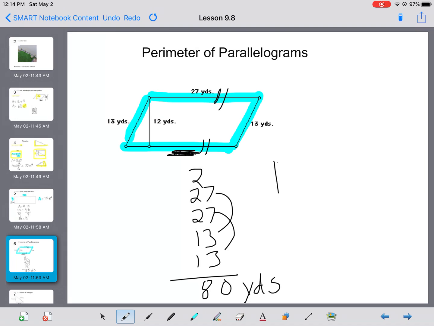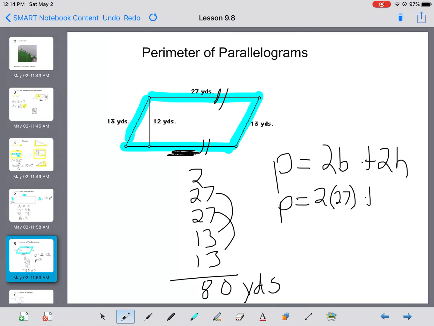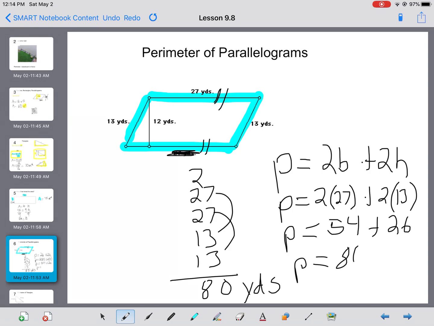If you want, you can solve it algebraically. You can say the perimeter is 2 of the bases plus 2 of the heights. So you can go equals 2 times, my base was 27, plus 2 times the height, 13. Perimeter equals 2 times 27 is 54, plus 26, and then my perimeter is still 80 yards. So I'm going to leave that one up to you how you want to do it. The simplest way is to remember you add up all the sides.